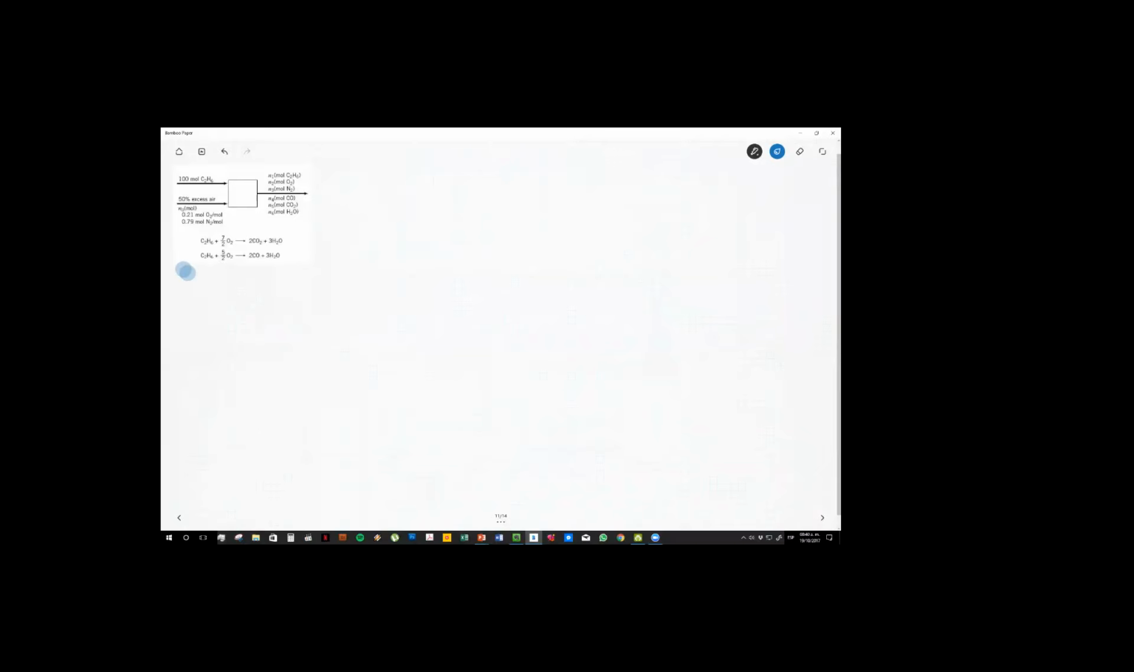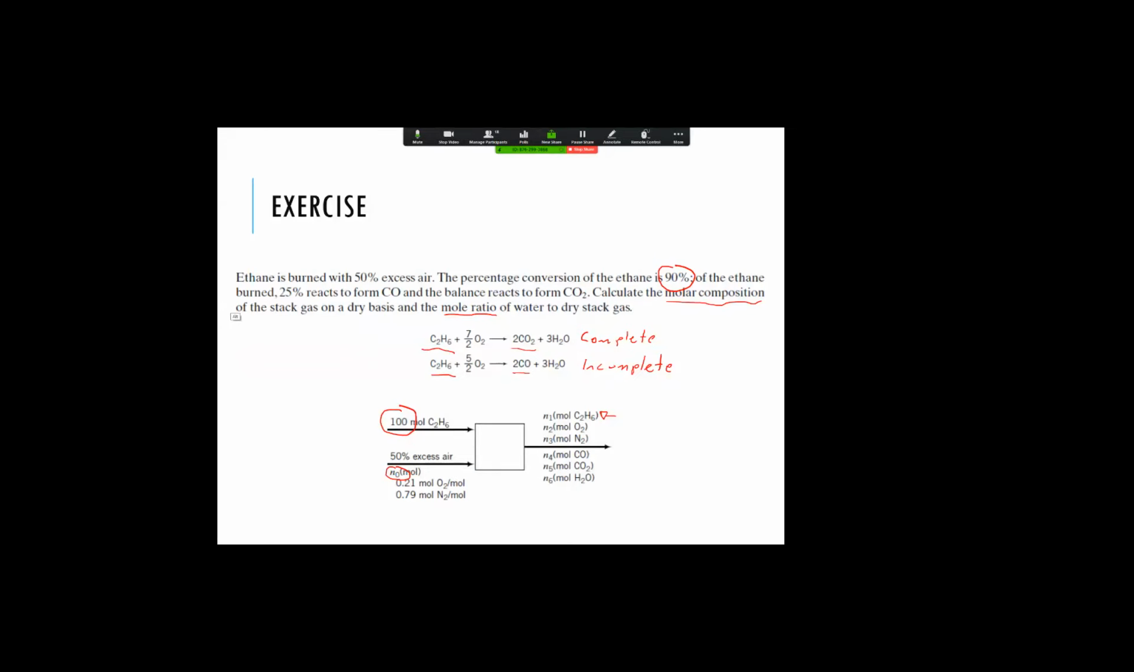So here we have the diagram and the reactions, right? I'm missing here to write down that the conversion is 90%, and that, sorry about it, 25% goes to CO2. To CO, sorry.